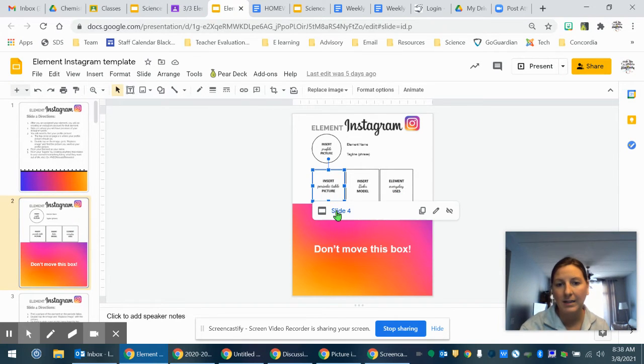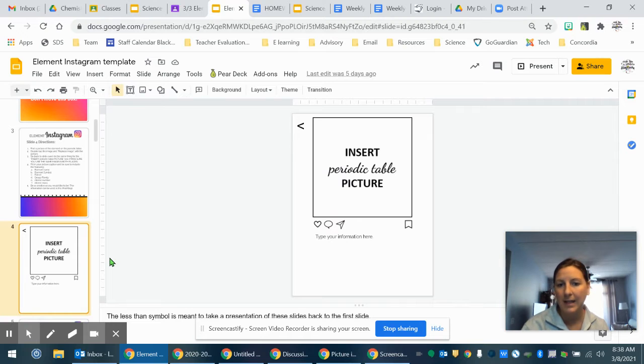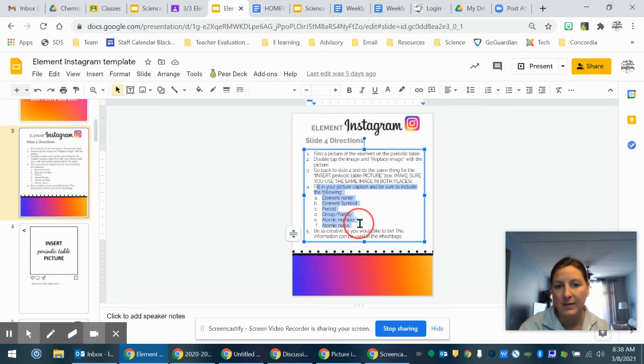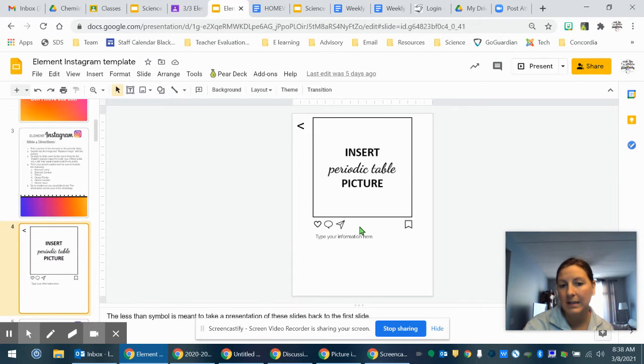So if you click periodic table, it'll bring you to the periodic table post with your caption. A lot of us are forgetting to write our caption. Make sure you include everything that the caption says. Element name, element symbol, what period, remember period is the row, and what family group it's in. Atomic number and atomic mass. That all has to be somehow listed in your caption.